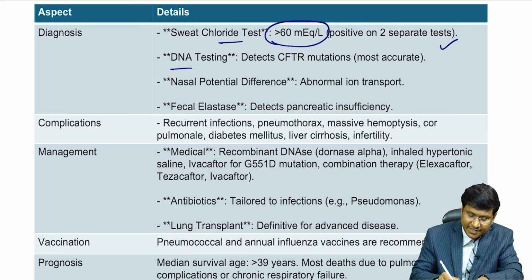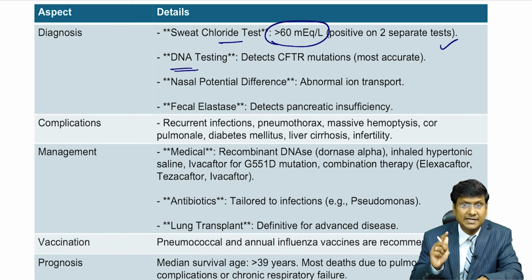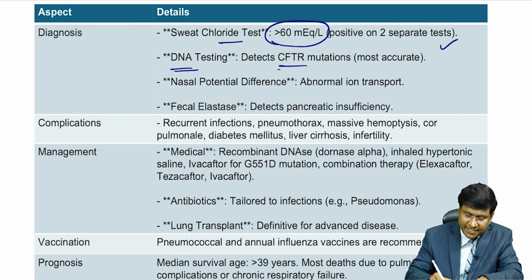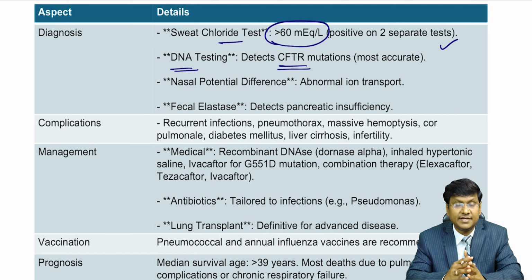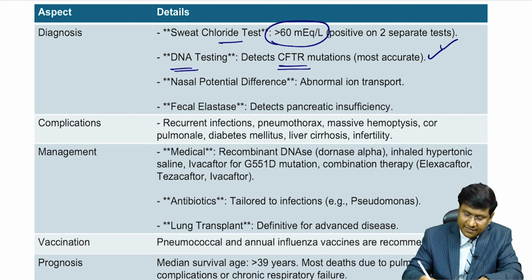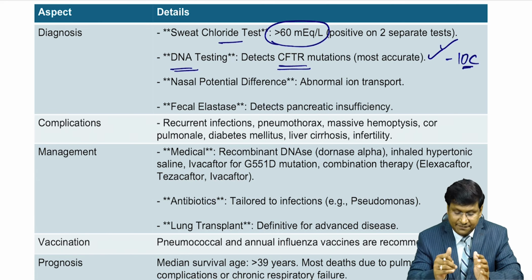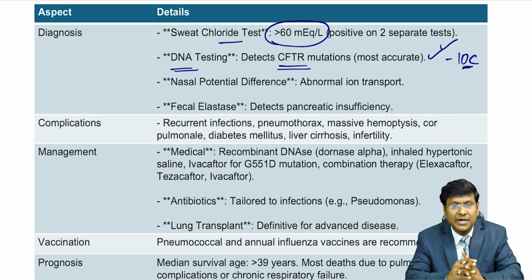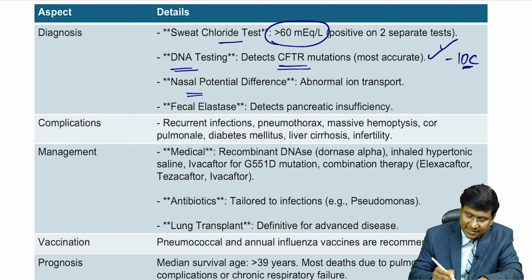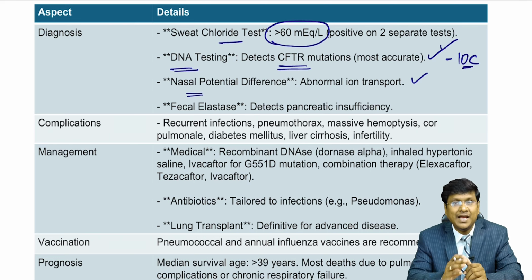The next is DNA testing. The DNA testing will detect the presence of the CFTR mutation. Now the investigation of choice will be DNA testing. Now if the sweat chloride test is equivocal, then in such a case the test that you need to do is the nasal potential difference, which will show you that there is abnormal ion transport.